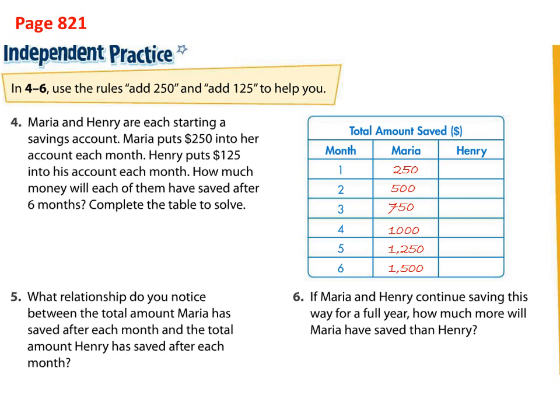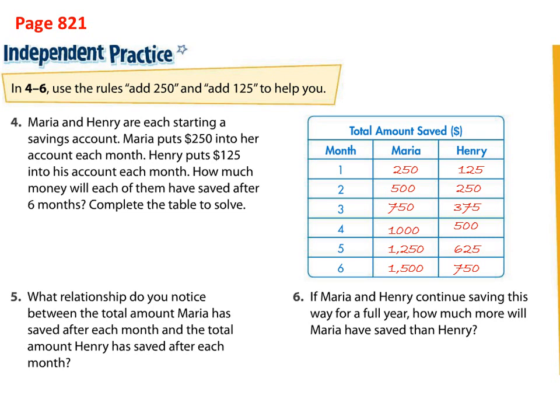Now go to Henry. Henry saves $125 in the first month. After 2 months, it will be 125 and 125 more. So it will be 250, or multiply 125 times 2. Plus 125, it will be $375, plus 125, 500, and continue adding 125. So it will be 625. Continue. It will be $750 for Henry.